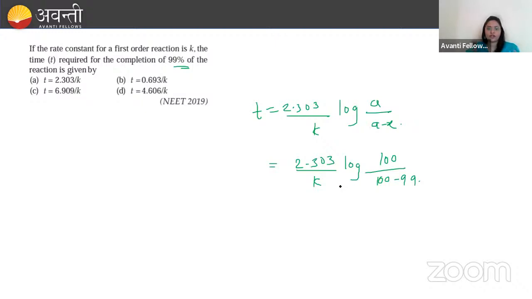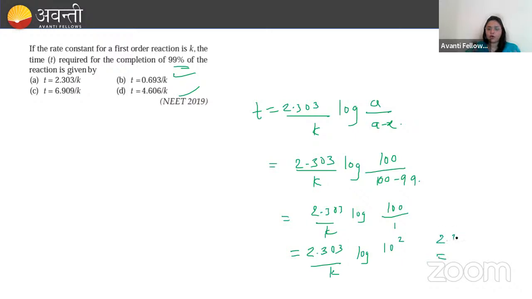रेट कांस्टेंट फॉर फर्स्ट ऑर्डर रिएक्शन इज K दिया हुआ है. ठीक है, इन टर्म्स ऑफ K हमको निकालना है. तो सॉल्व करो इसको, आपको क्या मिलेगा? 2.303 divided by K log of 100 divided by 100 minus 99. How much it will be? It will be 1, right? Any doubt in that? Okay, so it will be equal to 2.303 divided by K log of 10 raised to 2. Solve करो इसको, 2 into log 10. ठीक है, तो यहाँ पे आ जाएगा 2.303 divided by K into 2.